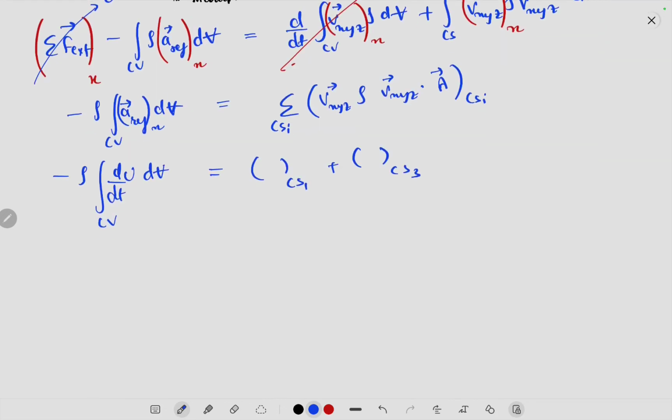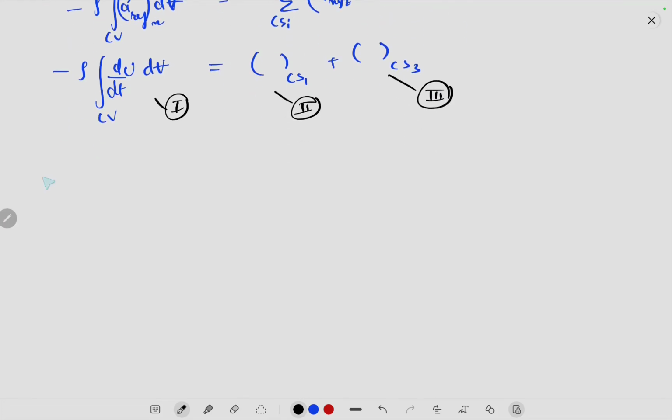All right, so let's just write this as 1, this as 2, and this as 3, and consider these terms individually. So what is 1? 1 is minus rho du by dt over CV dV. Now since my whole CV is accelerating with A reference, I can take this du by dt out of this integral, and integral over dV would be simply the volume of the control volume.